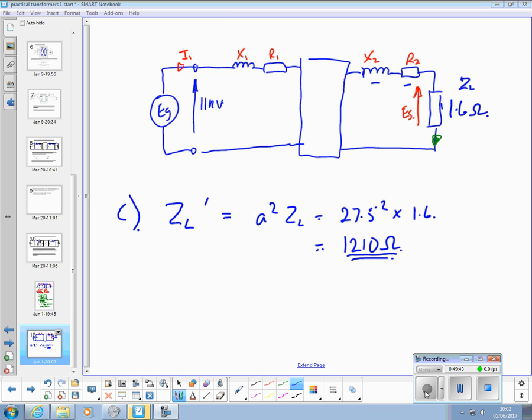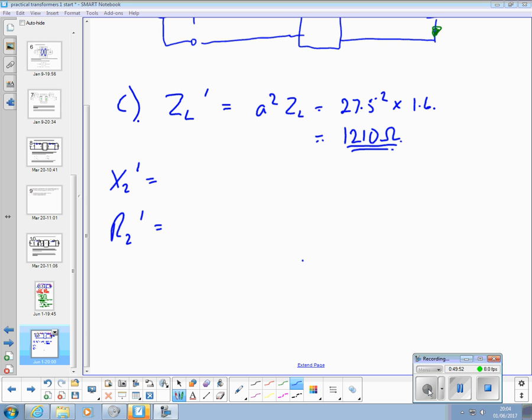Now do that for the X2 and the R2 values. So X2 dash is equal to A squared X2, 27.5 squared times 0.03. Equals 22.69, 22.7 ohms. Yep.